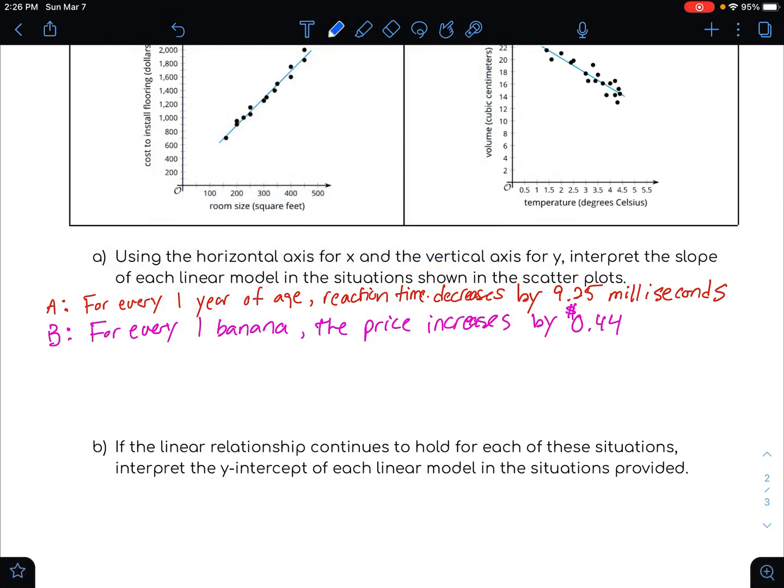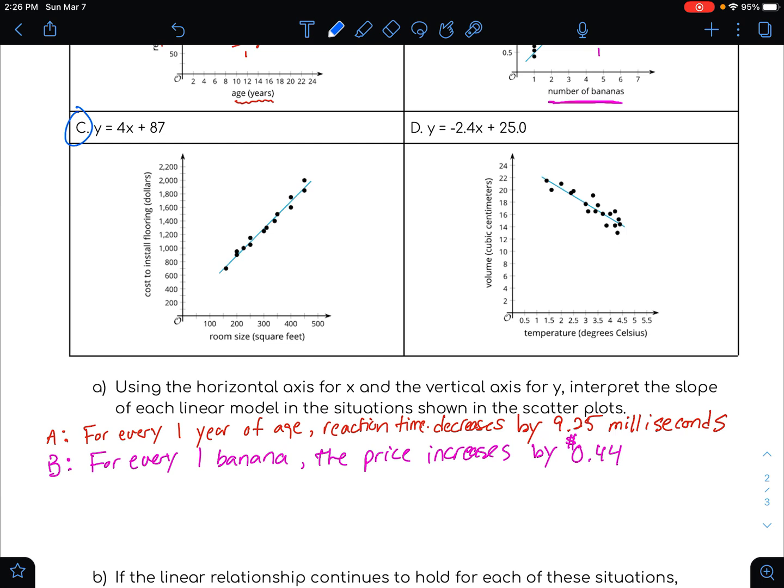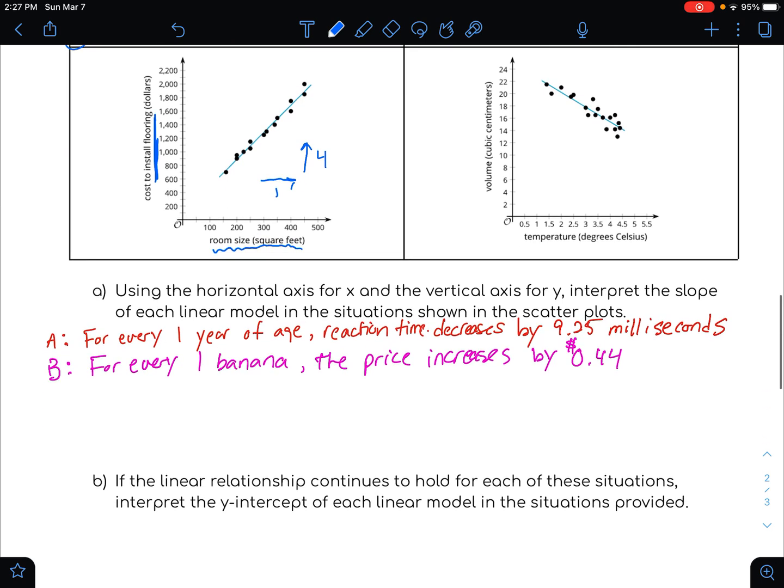All right, let's look at C. The slope in C is 4. So again, that means every time we go over 1, our y value is increasing by 4. So every time we increase the room size by 1 square foot, the cost of installing the flooring increases by $4.